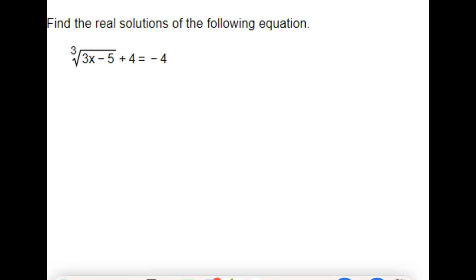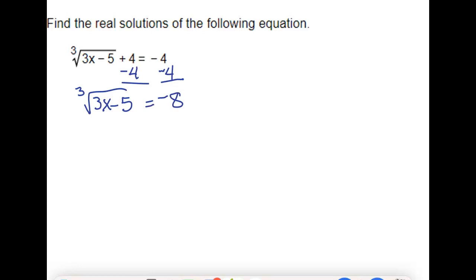That's our radical. So to get that by itself on one side, the first thing we're going to need to do is subtract 4 from both sides of the equation. So let's take care of that. And when we subtract the 4 on both sides, we are left with the cube root of 3x minus 5 equals negative 8.